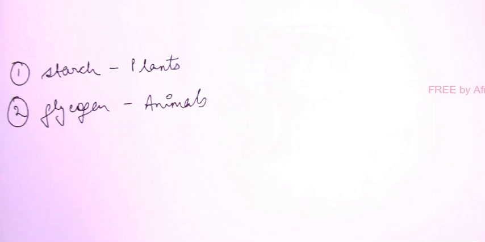So first is starch. You know, starch is present in plants. It is the storage form of carbohydrate in plants. And the second one is glycogen. Glycogen is present in animals, right?